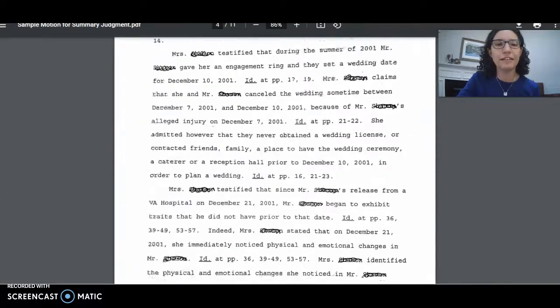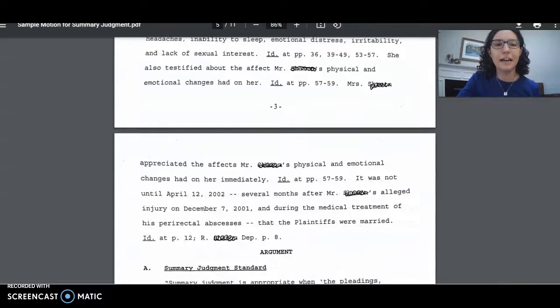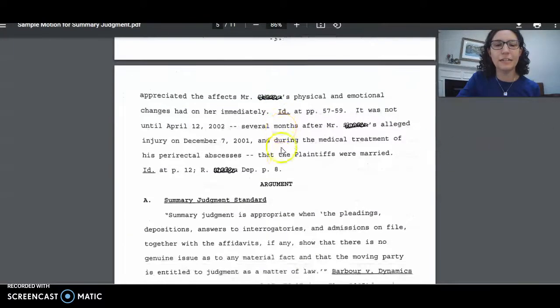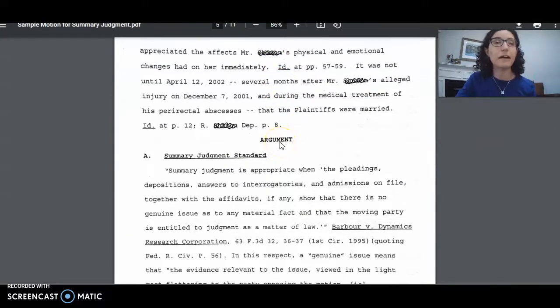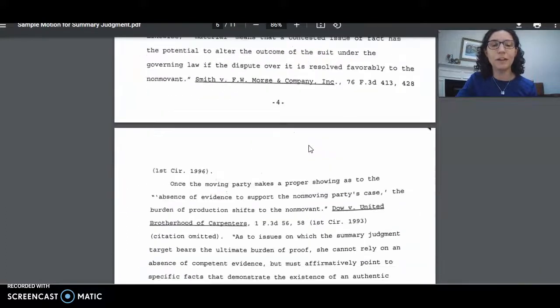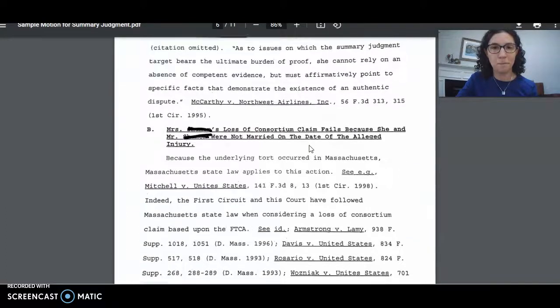Facts. Oh no, there's still the facts, still the facts, still the facts. And then you can see throughout citing to the deposition. We talked a little bit about the summary judgment standard. So I want to move on and talk about section number B.